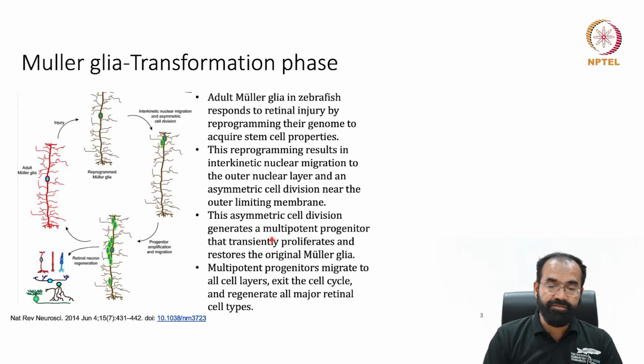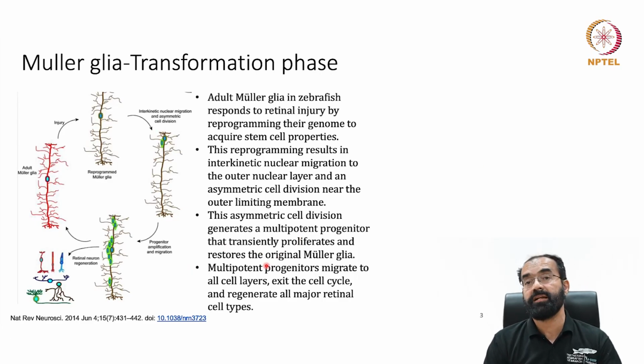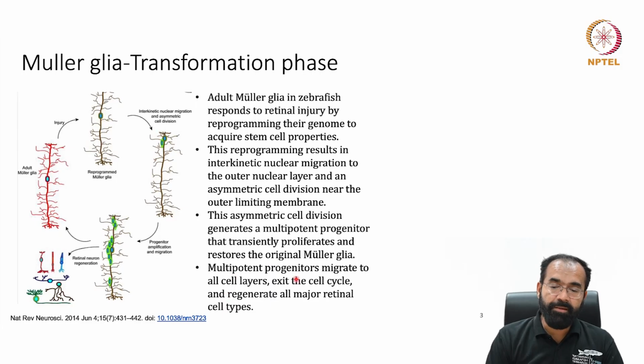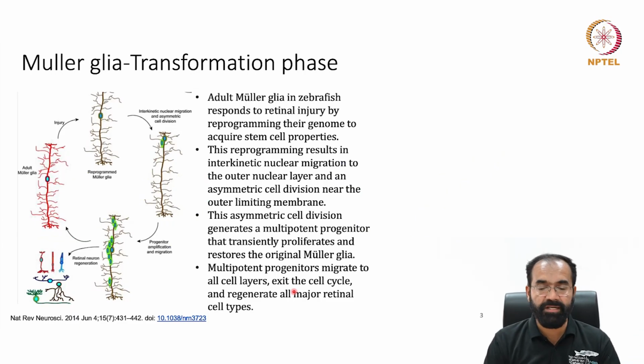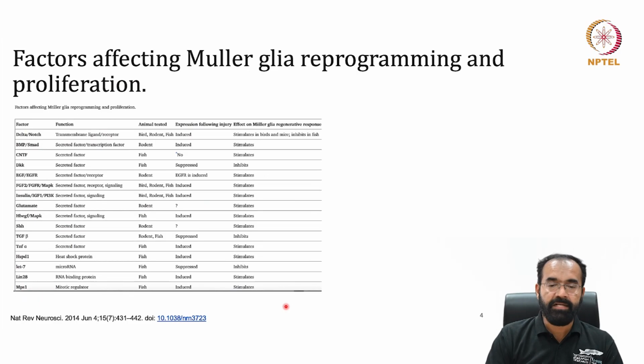And this asymmetric cell division, like I told you, this reprogrammed Muller glia undergoes asymmetric cell division. Asymmetric cell division generates multipotent progenitors that transiently proliferate and restores the original Muller glia back. So it's not that there will be a short supply of the Muller glia because all of them are reprogramming. First of all, not all of them reprogram. Even if the Muller glia reprogram, only a subset of cells derived from this reprogrammed Muller glia undergoes proliferation. And the multipotent progenitors migrate to all cell layers, exit the cell cycle when the job of regeneration is completed, and regenerate all major retinal cell types.